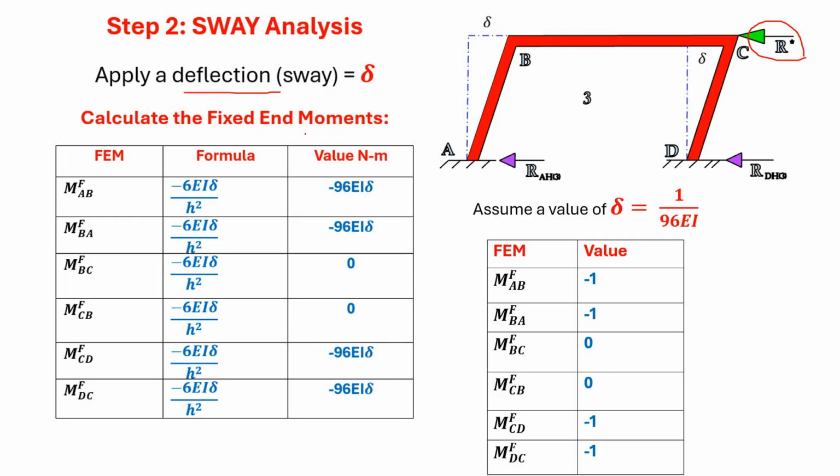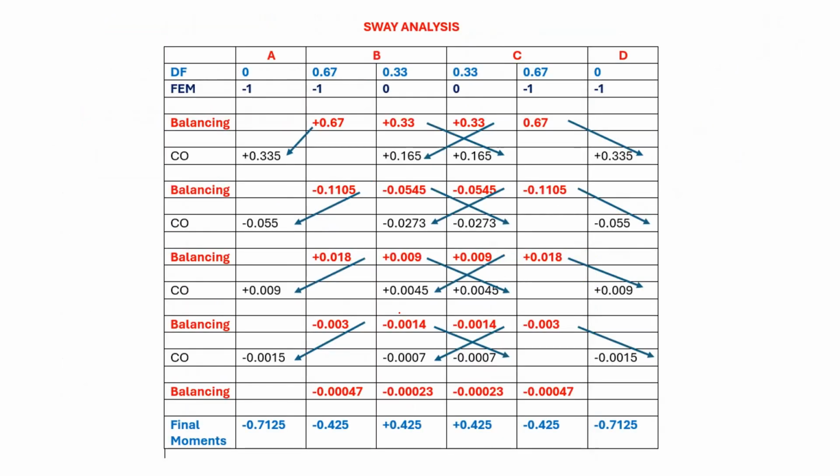So apply a deflection delta, then using that you estimate the fixed end moments. Once you are done with the fixed end moments, you assume that the delta is equal to 1 by 96 EI. Substituting here, if you divide this minus 96 EI by 1 by 96 EI, you are getting the values as -1, -1, 0, 0, -1. Now, how to do the sway analysis?